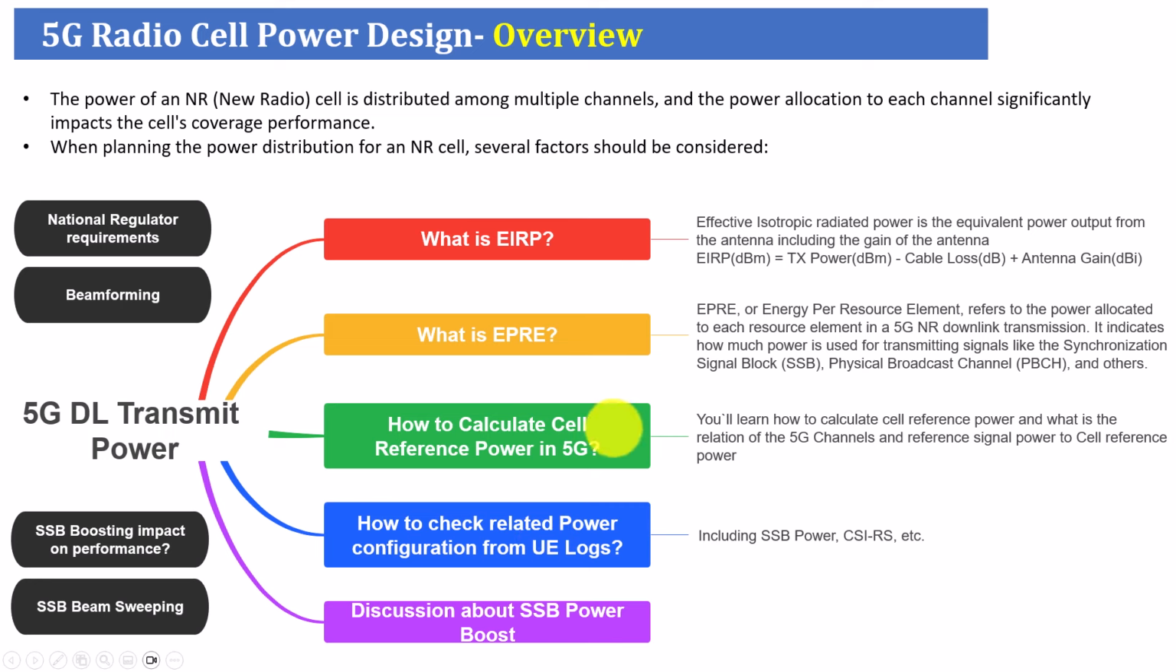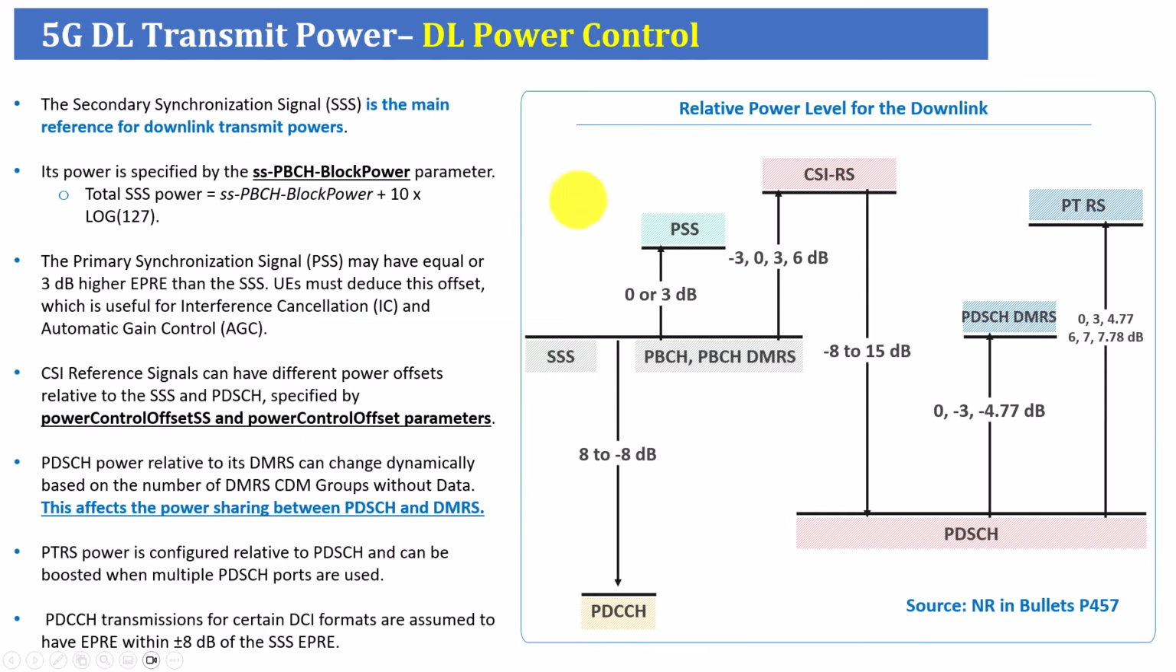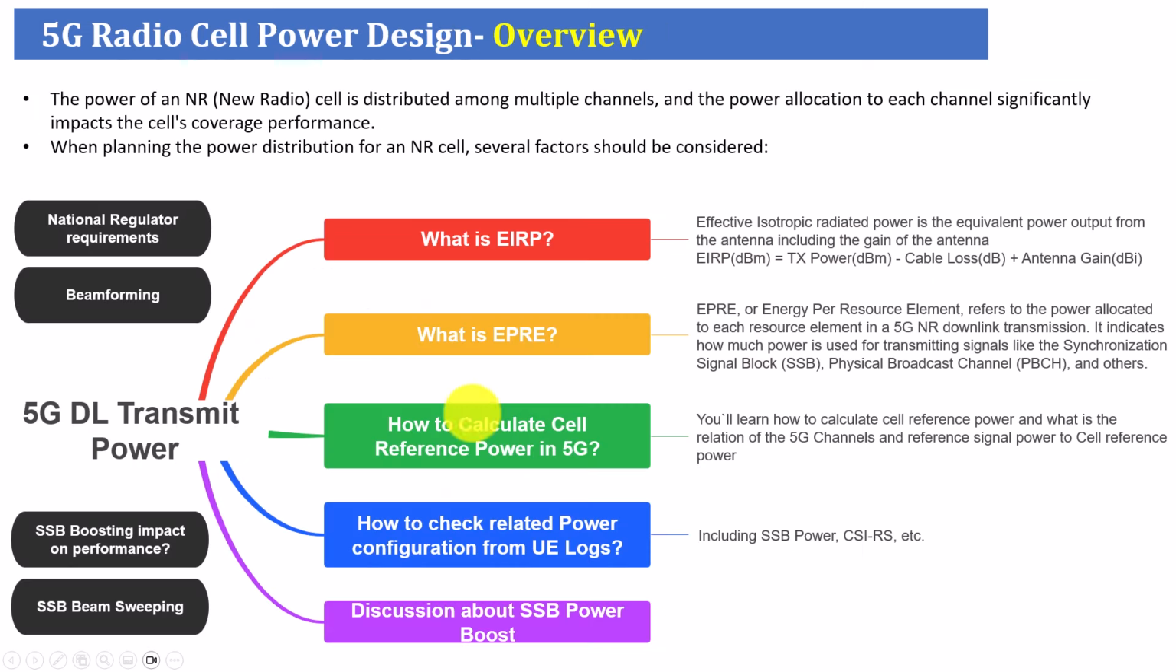This is to make it very clear for you about all the concepts of power: how to calculate something called the cell reference power, and what its relation is with other channels, for example CSI-RS, PDSCH, SSB, and so on. All of these things will be covered in the subsection because it might take some time. This is also part of what we're going to cover in the next session. So just stay tuned for the next session about the downlink transmit power of cell power design.